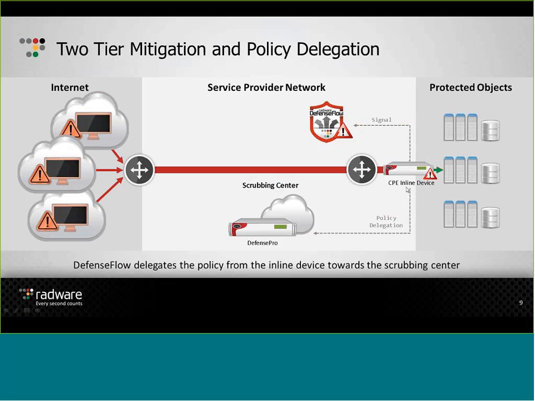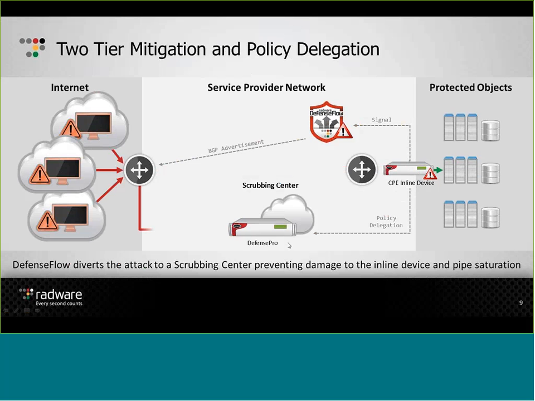Defenseflow will export the policy which is mitigating the current attack towards the scrubbing center, and then it will divert the traffic using BGP. So it will prevent a pipe saturation and possible damage to the CPE device because of the high amount of packets. Any questions regarding the two-tier mitigation scenario? No, thank you. Continue, please.